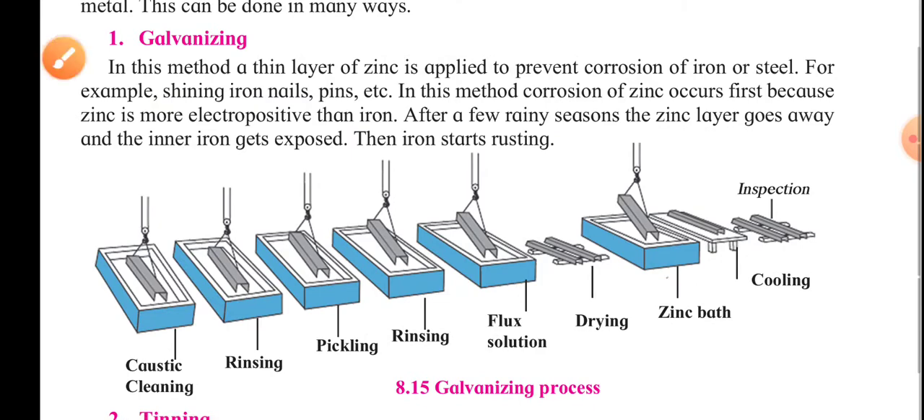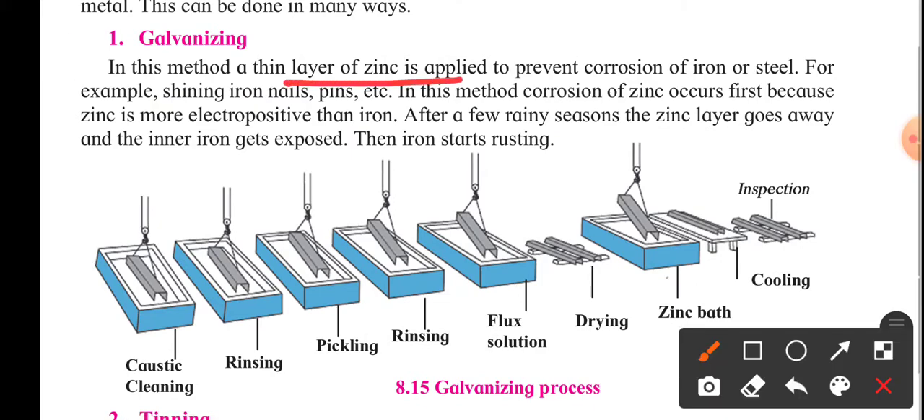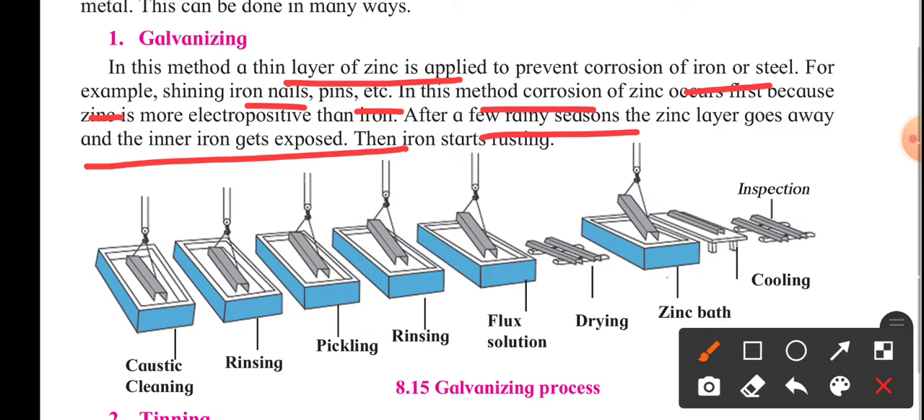In this method, a thin layer of zinc is applied to prevent corrosion of iron or steel, for example the shining of iron nails, pins, etc. In this method, the corrosion of zinc occurs first because zinc is more electropositive than iron. After a few rainy seasons, the zinc layer goes away and the inner iron gets exposed. Then iron starts rusting.